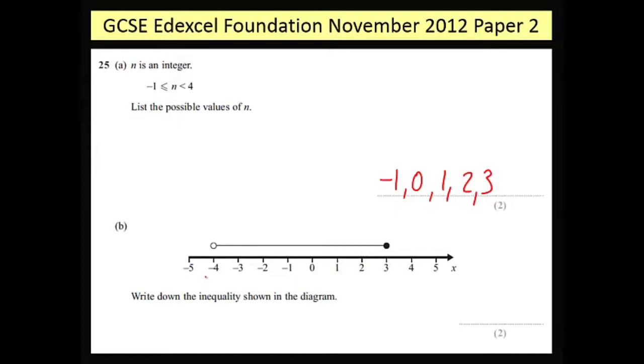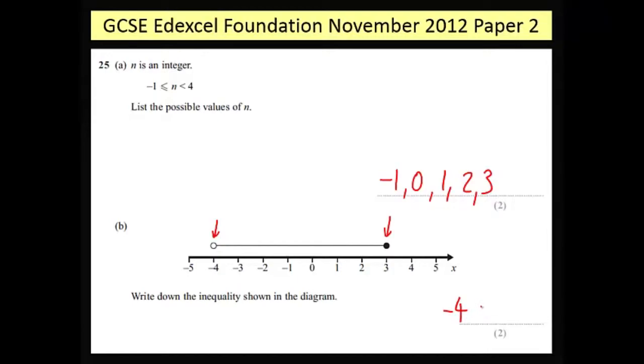For the next part of this question, we're given an inequalities diagram and we need to write down the inequality that it represents. This shows that the numbers could be in between -4 and 3, but this shaded in circle right here represents the fact that it could be 3, but this open circle here means that it cannot be -4. So we need to choose our inequality signs carefully.